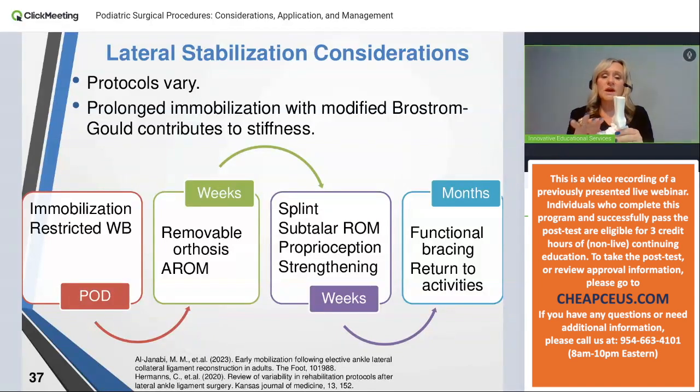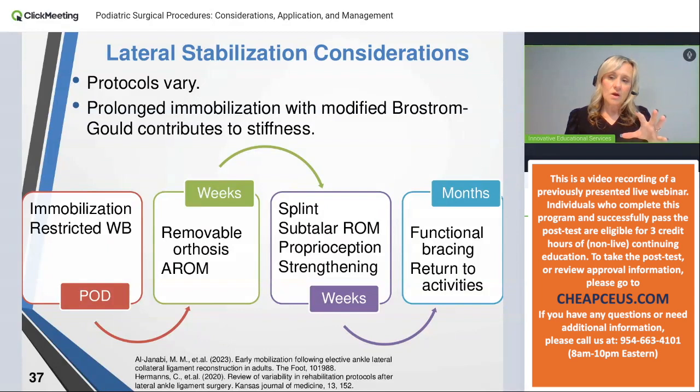So ultimately in rehab, we cannot forget looking down at all these other joints of the foot, all the way down to the phalanges, in terms of manual work, range of motion, and strengthening. That's true for everyone we're talking about today.